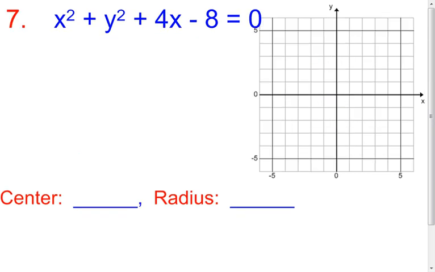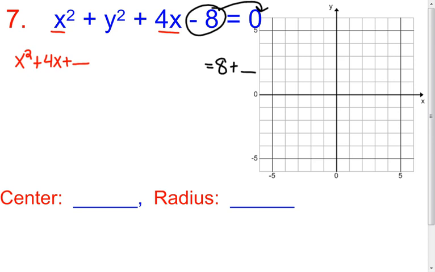All right, one more like that just so that you can see another example and make sure you've got this down. Again, we want to group anything that has an x in it together first. So I want to group those two together: x squared plus 4x plus a blank. Okay. And by the way, this 8, this constant, needs to be moved over to the other side. So when I move that to the other side, I'll have 8 plus, and then I'm going to leave a blank here that matches up.